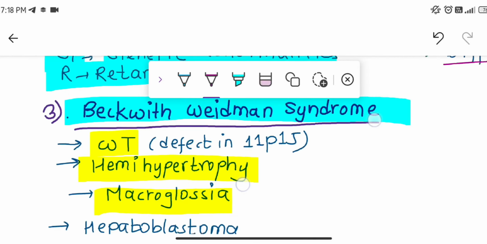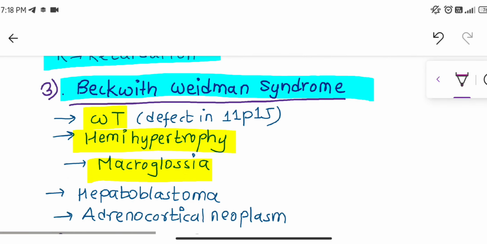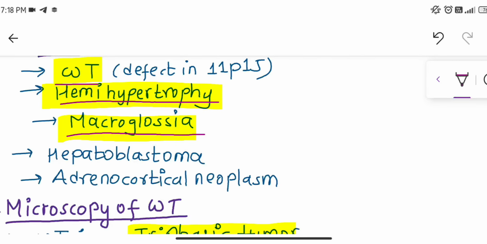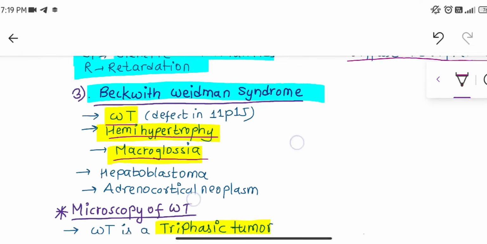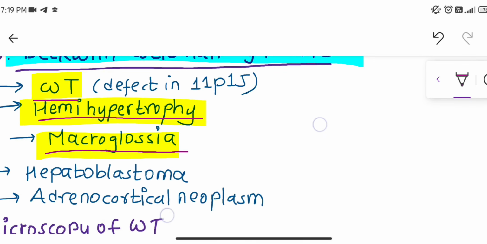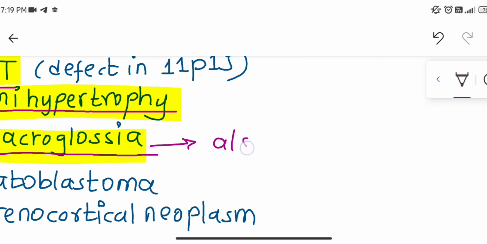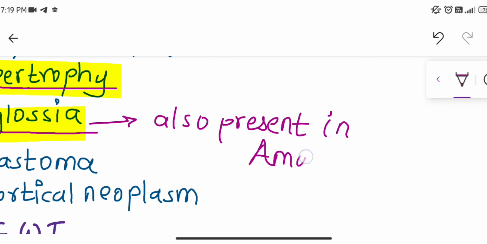Now Beckwith-Wiedemann syndrome. In Beckwith-Wiedemann syndrome, there is presence of Wilms tumor and hemihypertrophy. Hemihypertrophy means only one side of the body's organs are increased in size, whereas the other side is normal. Macroglossia means increase in the size of the tongue. Now this is examined in other conditions, not only in Beckwith-Wiedemann syndrome. Macroglossia is also present in amyloidosis. So in amyloidosis also we have to examine the patient's tongue.